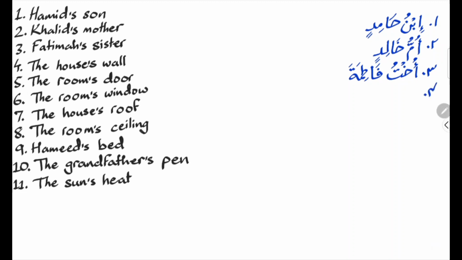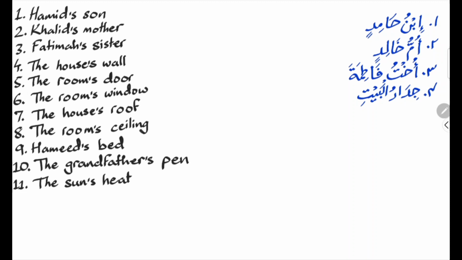Number 4 is the house's wall. Wall is the thing being possessed. That's the mudaf. Wall is the mudaf. That comes first. Wall in Arabic is jidar. House, which is the mudaf ilayh, in Arabic is baytun. So jidaru baytin. Well, that's incorrect because it says the house. So let's change that to al-bayti. Jidarul bayti. And obviously when we do that, you can't have an alif lam and a tanween at the same time. So you'll have to take out the extra kasra.